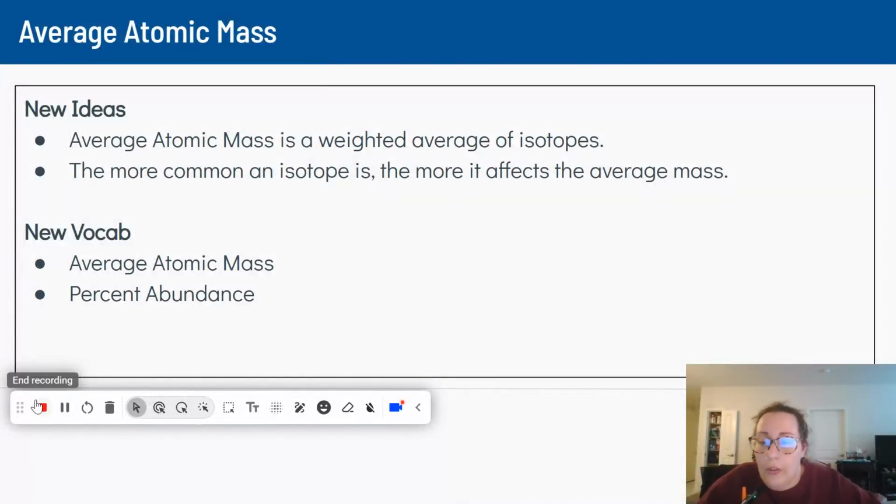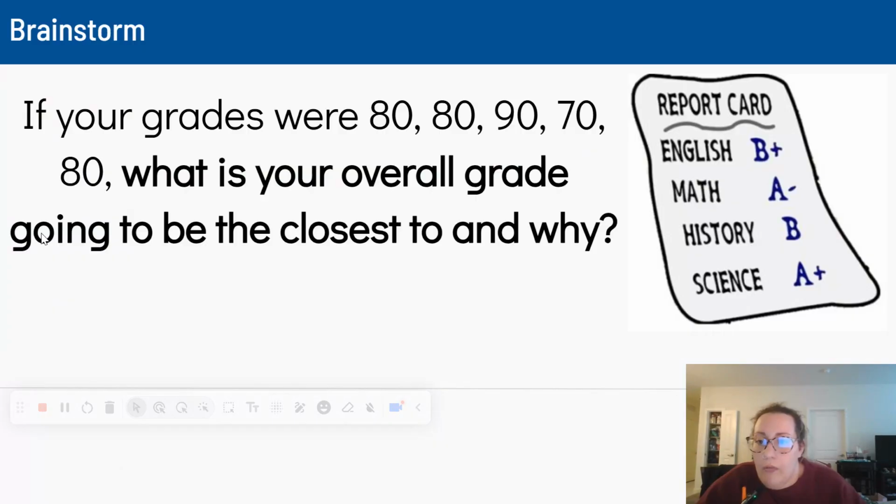In this video, we're going to be looking at average atomic mass and percent abundance and how we can figure out which isotope is most common. I think the best way to really understand what average atomic mass is is by relating it to your grades. So I have a scenario for you here. If your grades were an 80, 80, 90, 70, and an 80, what would your overall grade be closest to and why? So take a moment, pause, and answer this question, and then unpause when you're ready.